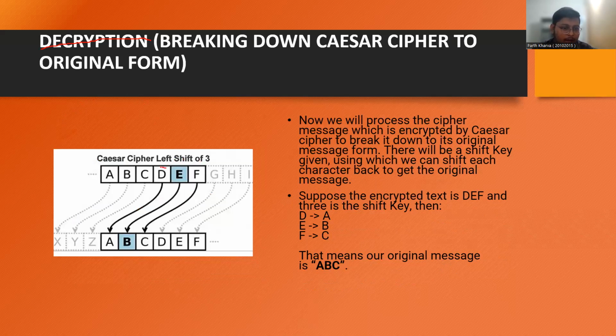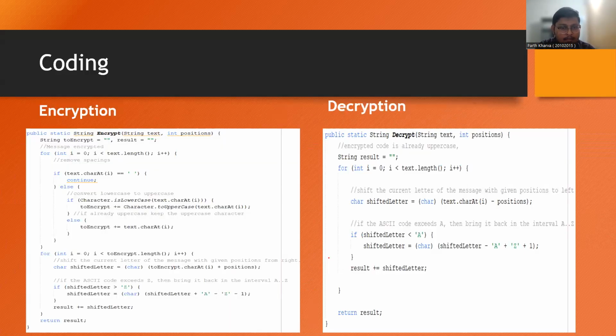Our encrypted message is D, E, and F. So we will decrypt the message. We will move to the left side by the shift. So D would become A, E would become B, and F would become C. So our actual message is A, B, and C. Now we see the coding samples.